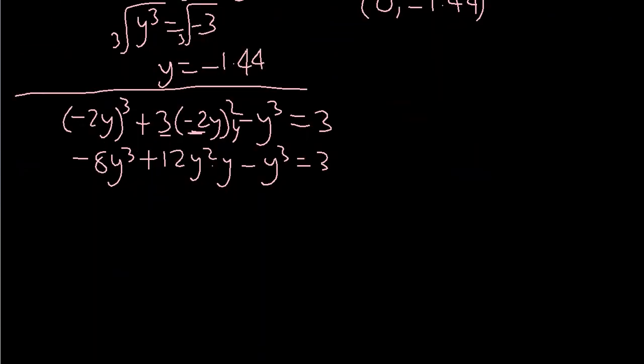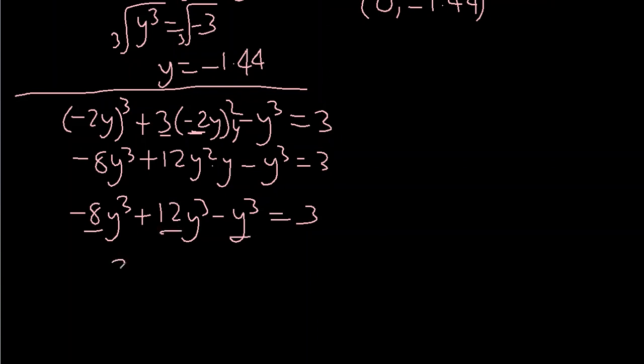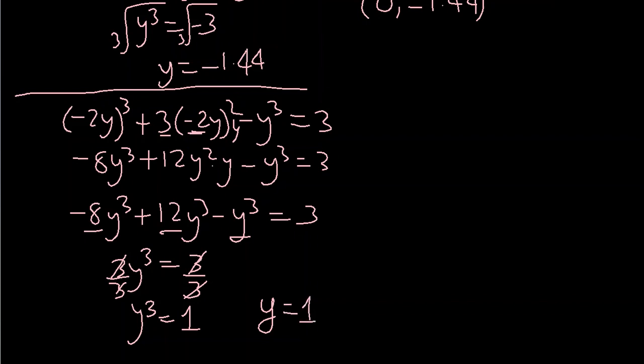So what do we get here? Minus 8y cubed plus 12y cubed minus y cubed, all of them cubes, equal to 3. And that is how much? Minus 9 plus 12 is 3. 3y cubed equal to 3. Both cancel. y cubed equal to 1. And cube rooting both sides, y equal to 1.